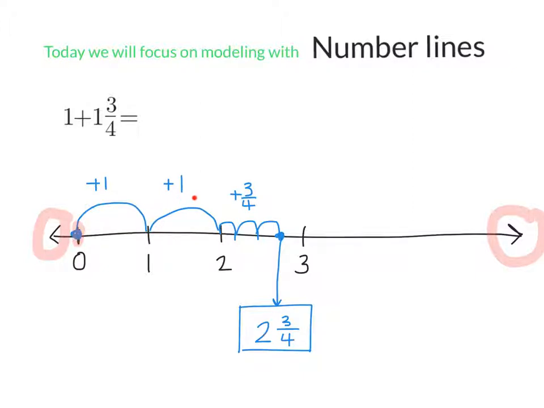1. I'm going to add another 1. When I add another 1, what value am I at? 2, right? And now I'm going to add 3/4. 1/4, 2/4, and 3/4. Do you guys see how I split the distance between 2 and 3 into 4 equal sections? Here's 1 section, 2 sections, 3 sections, and 4 sections. And if I add 3/4, my answer is 2 3/4.